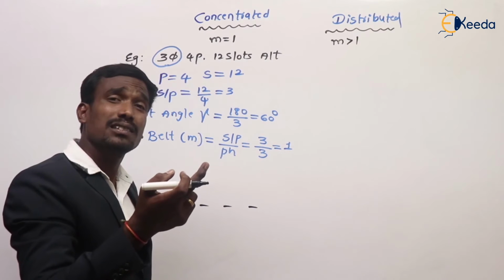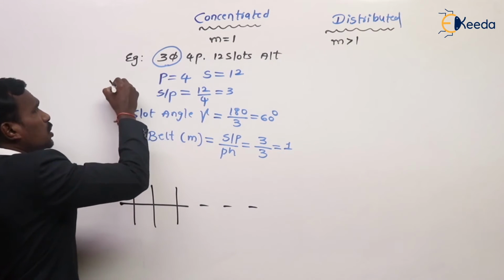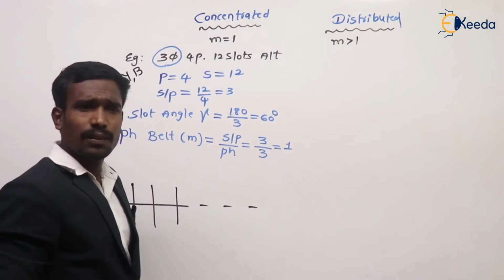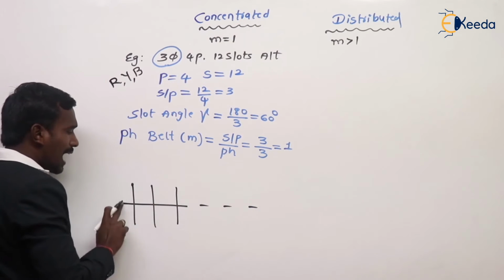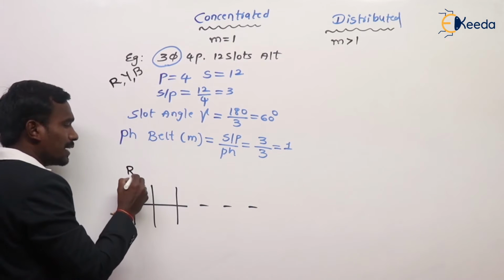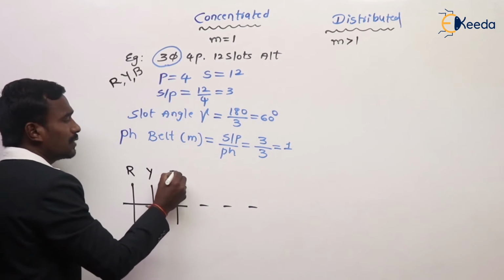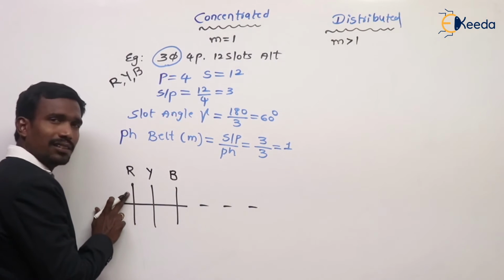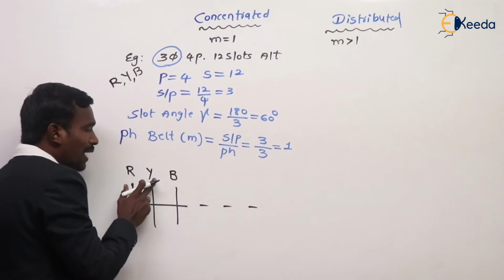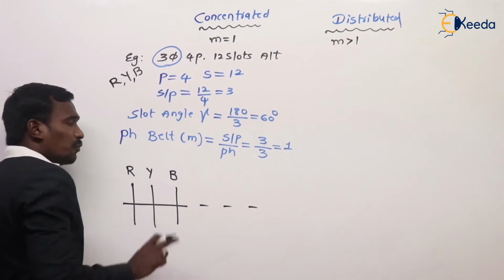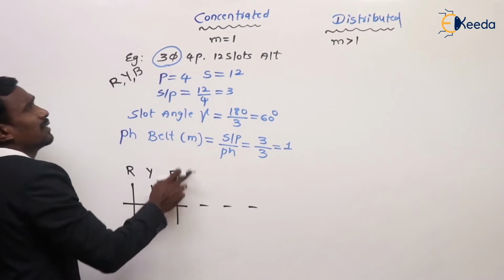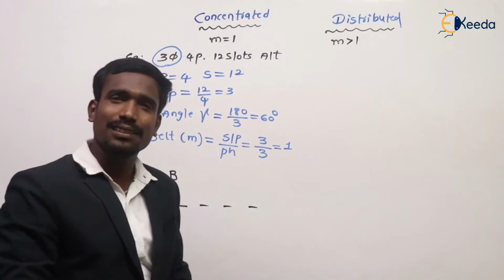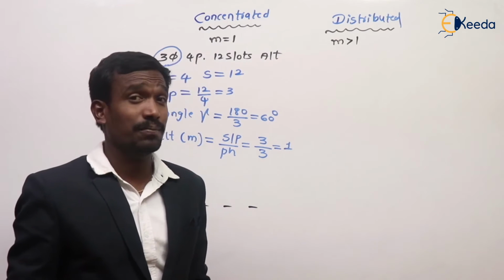I want it per phase. Actually, this is a 3-phase machine, nothing but R phase, Y phase, B phase. These are the 3 phases. In each pole, I have only 3 slots: this belongs to R phase, this belongs to Y phase, this belongs to B phase. For R phase, I have only 1 slot. For Y phase, only 1 slot. For B phase, only 1 slot. Nothing but M is equal to 1. That's why it is called concentrated winding. This is about concentrated winding.